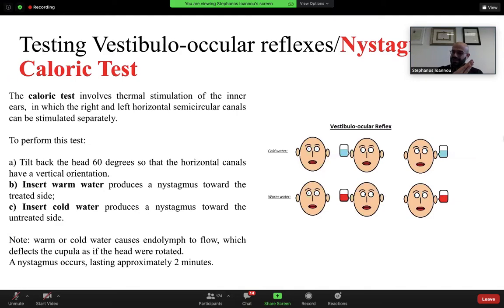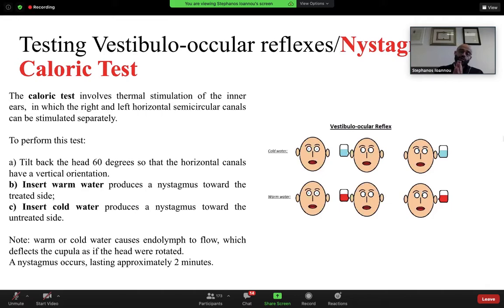Eventually, as the nerve communicates with the reticular formation, the eyes are going to tilt towards the direction of where the cold water is being inserted. If we insert warm water, because of the enlargement of the membrane, the cupula is going to tilt in the opposite direction. Eventually, the eyes will also turn in the other direction from where the warm water has been inserted.